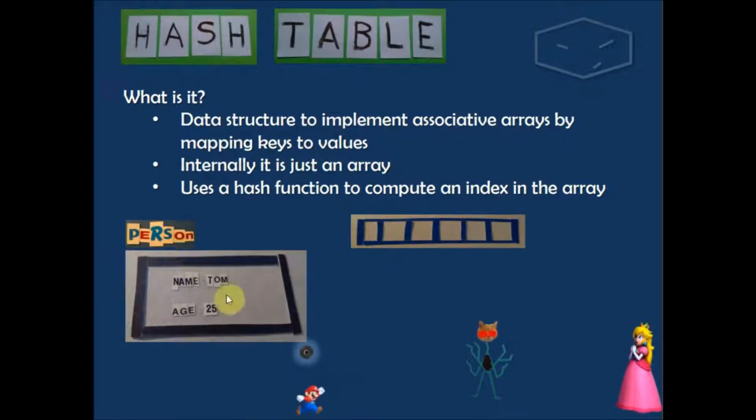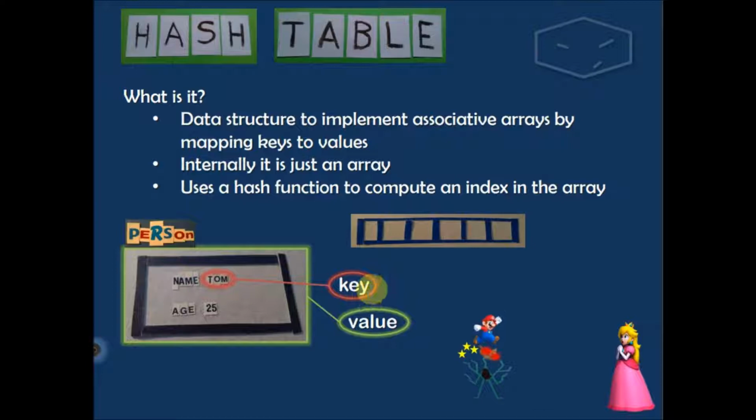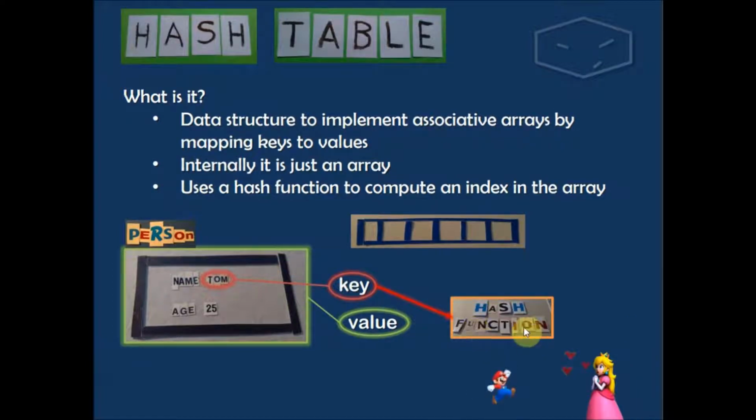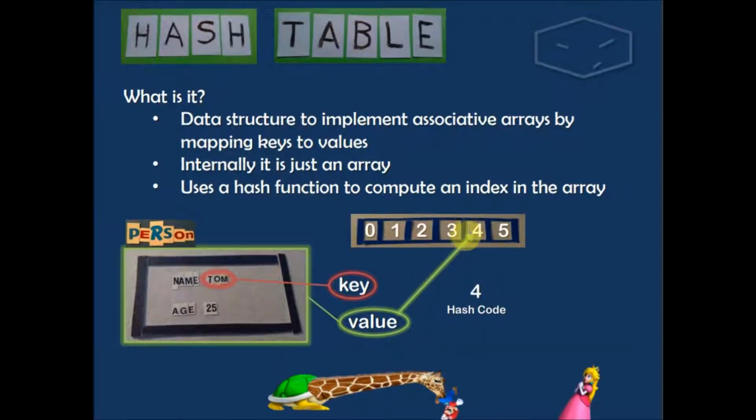Imagine that you have a person and you want to insert the person in the hash table, in the internal array of the hash table. So we take the name as the key, the entire person is the value. The name, the key, goes to a hash function, and the hash function generates a code, the hash code. This code is the index on the array where we will insert our person.